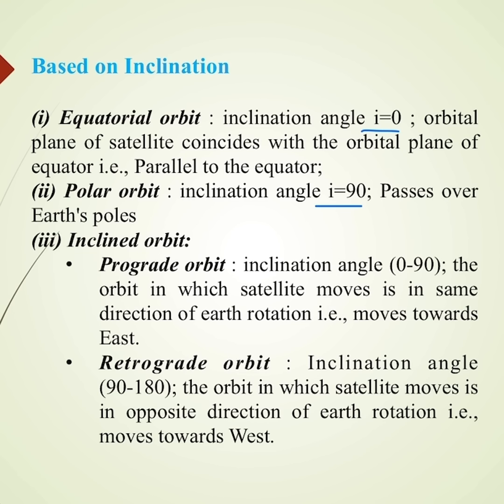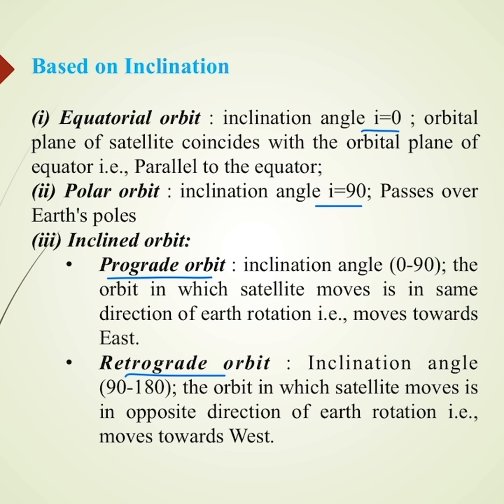Inclined orbit is of two types, prograde orbit and retrograde orbit. For prograde orbit, the inclination angle is 0 to 90 degrees, and for retrograde orbit, the inclination angle is 90 to 180 degrees. The satellite in a prograde orbit moves in the same direction as earth's rotation, whereas the satellite in retrograde orbit moves in the opposite direction of earth's rotation.